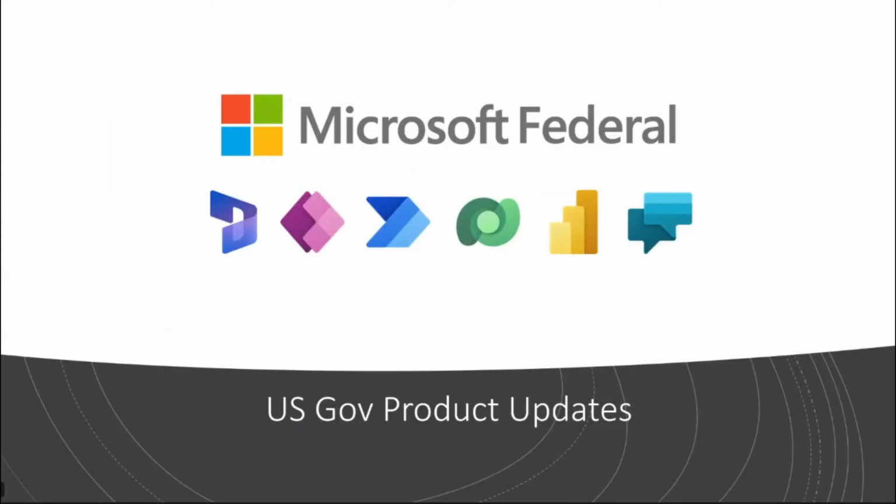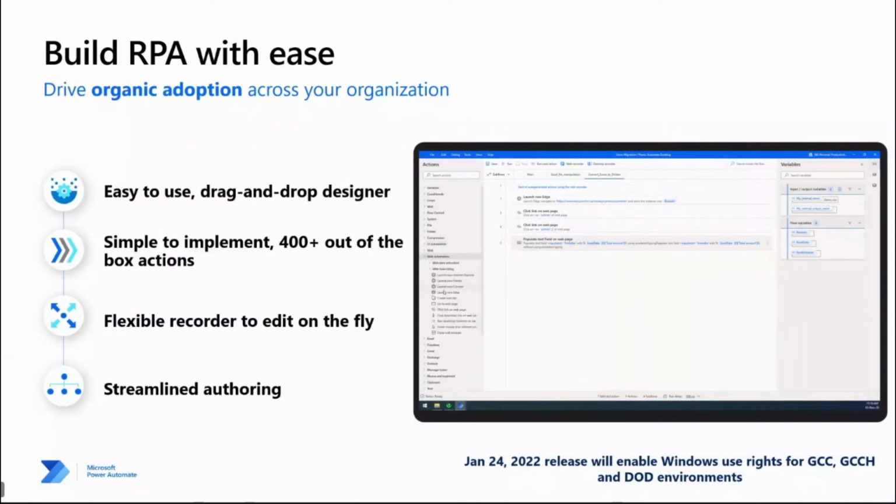Now, with the product updates, I wanted to highlight a few here really quickly. And so let's get started with that. The first one is Power Automate Desktop. Ryan's going to be doing a great deep dive on Power Automate shortly after this. But one of the ways you get started with RPA for Microsoft is the Power Automate Desktop client. That is available with freemium use rights for Windows.